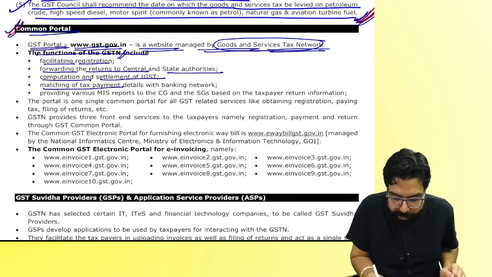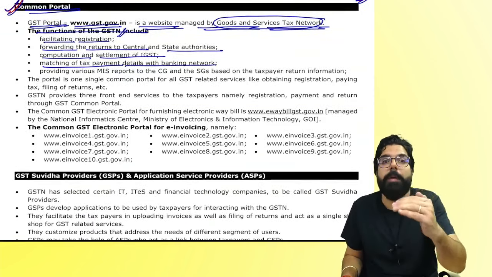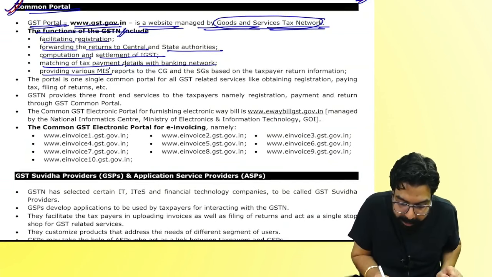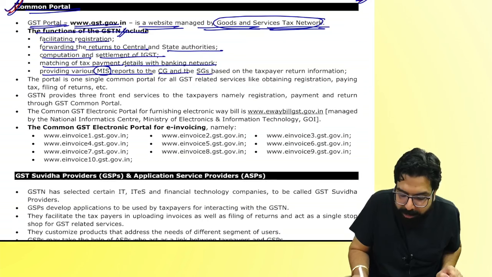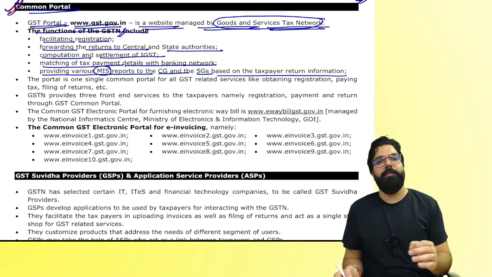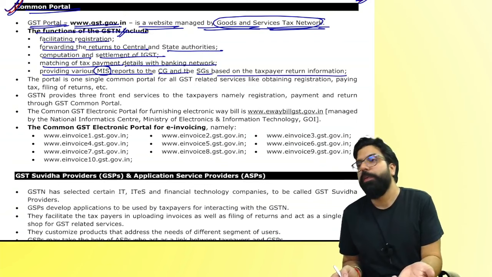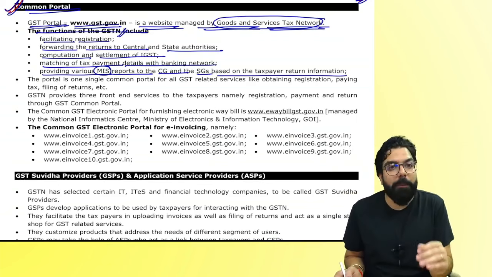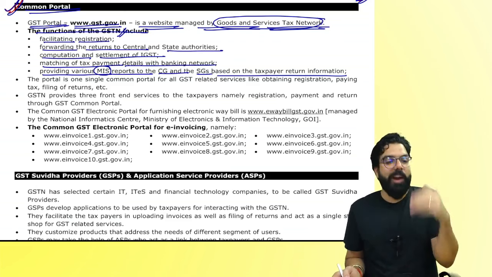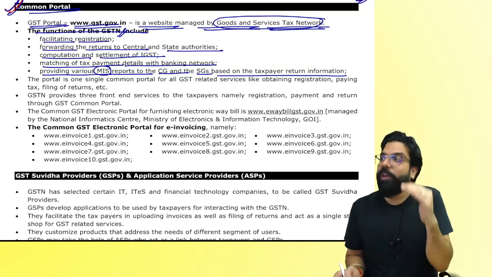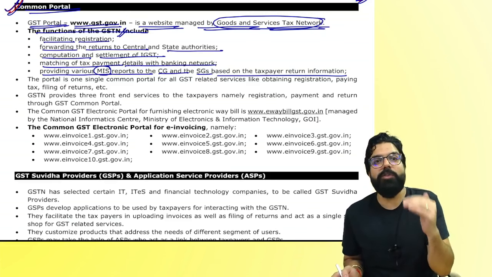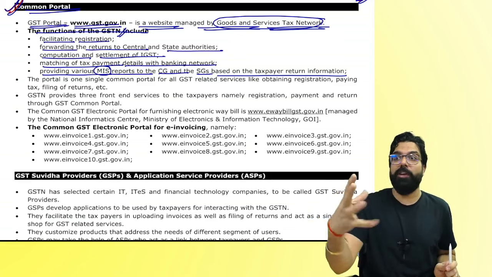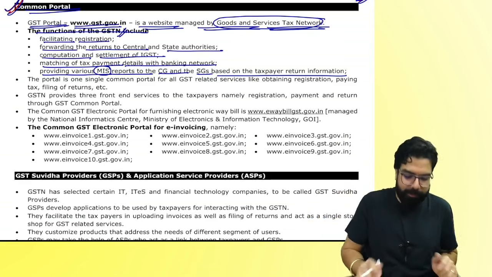The next is matching of tax payment details with the banking network. I made the payment, the government received it or did not receive it. Who will verify? GSTN. Providing monthly MIS report to the central government and state government based on taxpayers' returns filed. MIS means monthly information system report. Basically, how many taxpayers joined, how much was the government's collection, how many people cancelled the registration, how many people are new bakras who have taken new registration. Are you guys able to understand? So all those details, how much was GST? Every month the government says this month's GST collection was this much. Who gives all this detail?